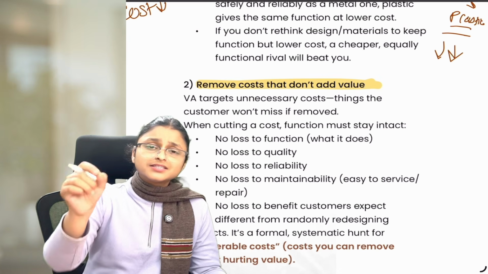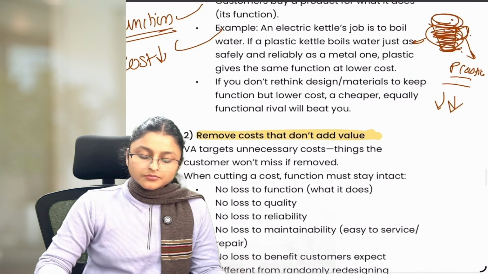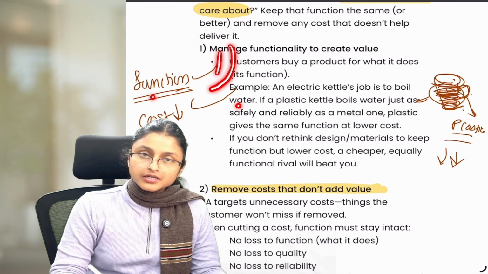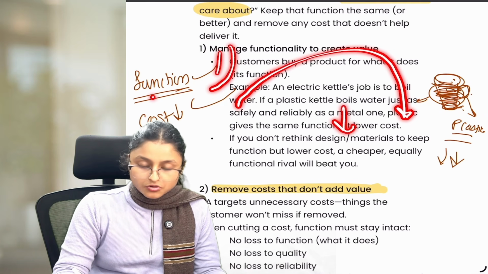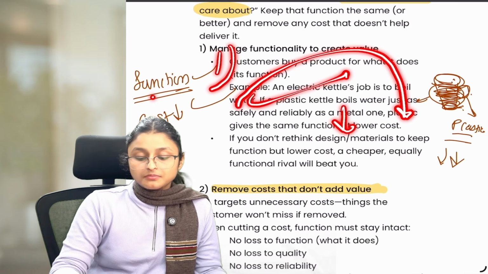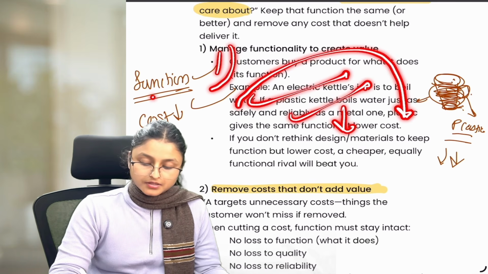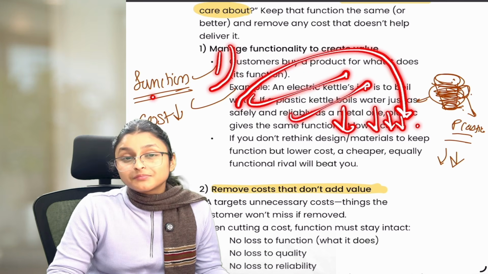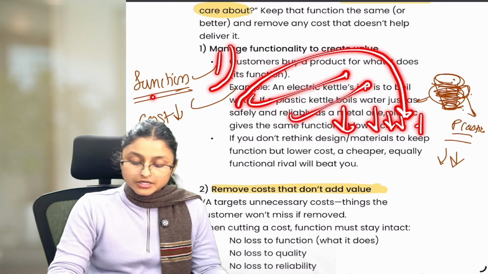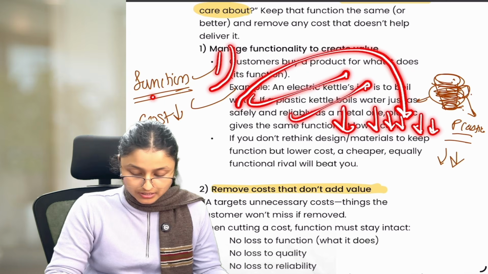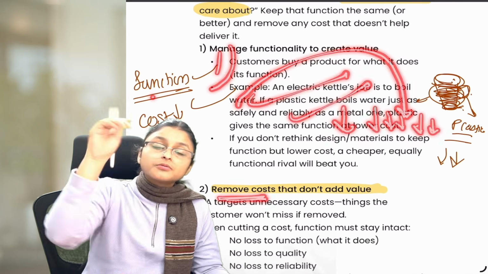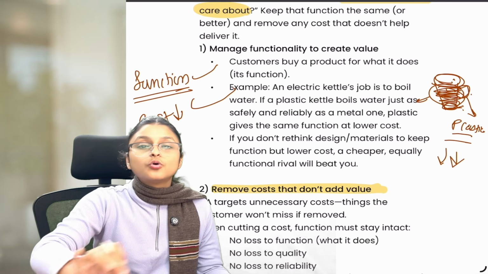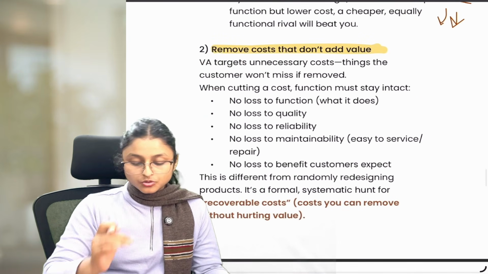Wherever you think that this cost is of no value. Here, what we did in the first point, we replaced the material with some other material at lower cost. That means we kept that function because that function was important. But we just reduced the cost of it by using some other material. But here we are aiming to remove the cost. That means we'll remove those things which are of no value. So remove costs that don't add value.